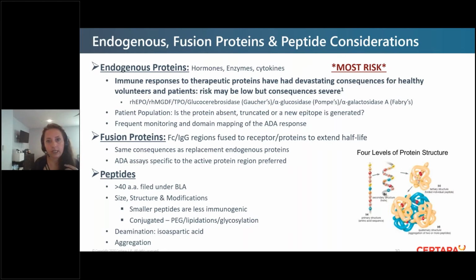Peptides tend to be less immunogenic because they're smaller. Anything above 40 amino acids is filed under a BLA. Anything under is filed under an NDA. You've got to think about the size, the structure, the modifications. If it's conjugated to PEG, you're going to need an ADA assay against the PEG itself. And you've got to think about aggregation, same as with the ADC. That critical reagent is going to be onerous to develop an ADA assay for.